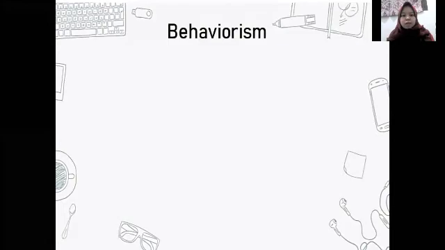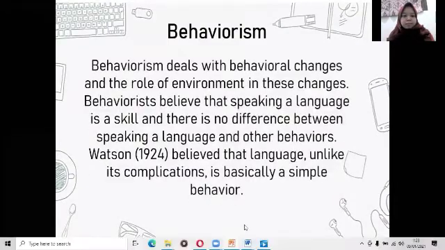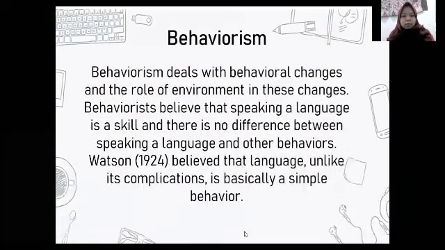And last is behaviorism. Another theory is behaviorism. This theory is about child language development. Behaviorism deals with behavioral changes and the role of the environment in these changes. Behaviorists believe that speaking a language is a skill, and there is no difference between speaking a language and other behaviors.